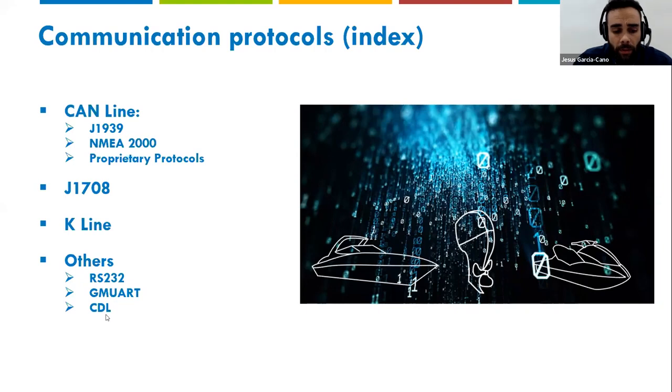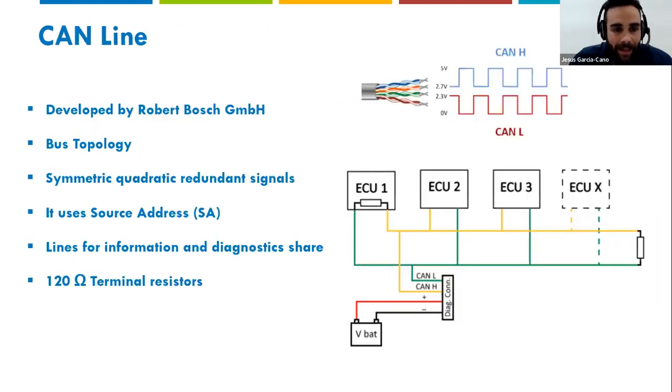One important thing: today we talk about the physical communication layer, okay? Because in communication protocols there exist different layers, okay? Link, application, and transport layer, but we put the focus on the physical layer. Okay, well, we will start with the most common communication line, the CAN line.